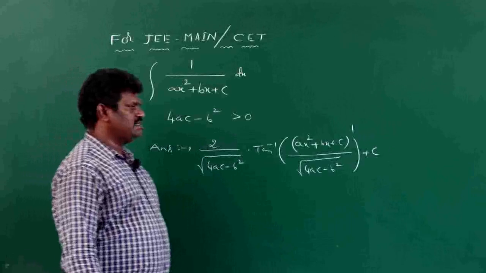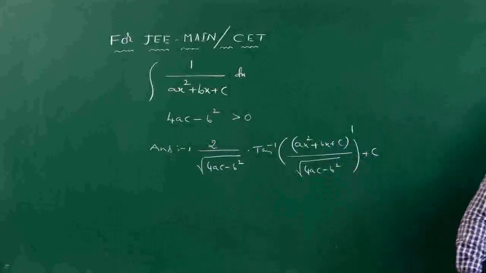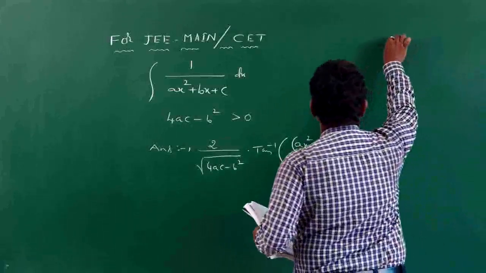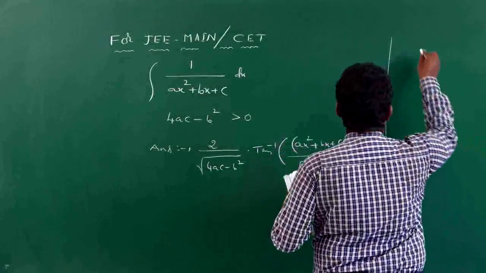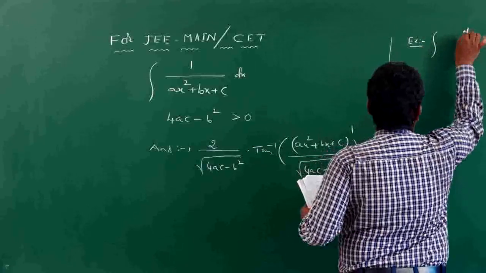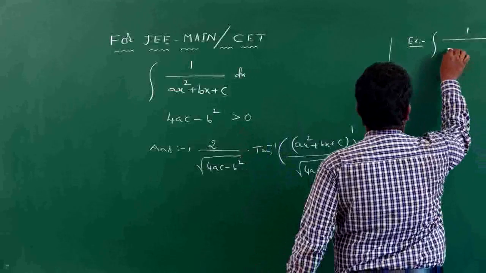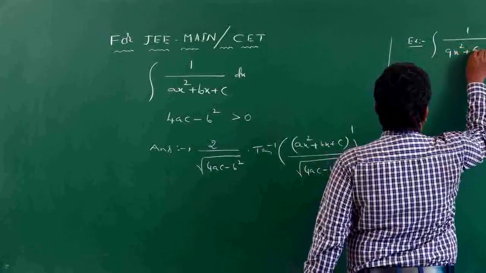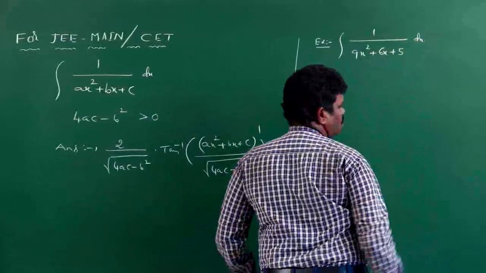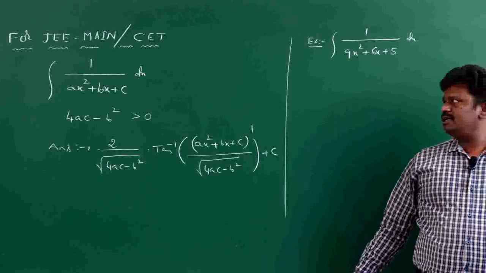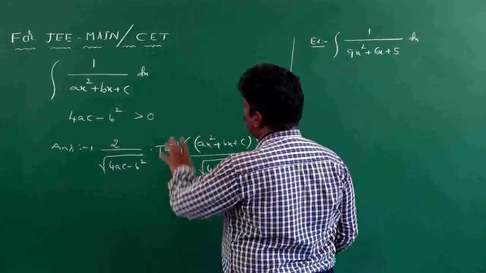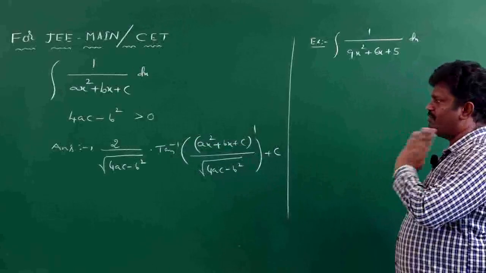Already we discussed one question in our textbook, the 11th question. If you want to find the same answer for this type of model, how do we simplify it? Integral of 1 by 9x square plus 6x plus 5 into dx. Already we proved this integral value, but now we verify it using this method. This is important only for competitive exams and as a verification method.